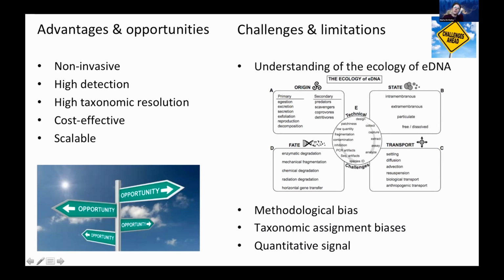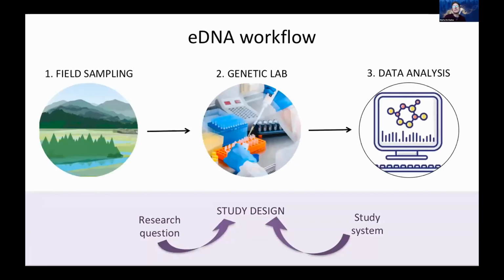And then there are methodological biases and biases related to taxonomic assignment and to the interpretation of the quantitative signal. The good news is that we are already learning a lot on how to deal with these biases, and maybe these limitations, or at least part of them, may be overcome as we progress in our learning. And the important thing is to take account of these possible biases throughout the entire eDNA workflow through careful study design.